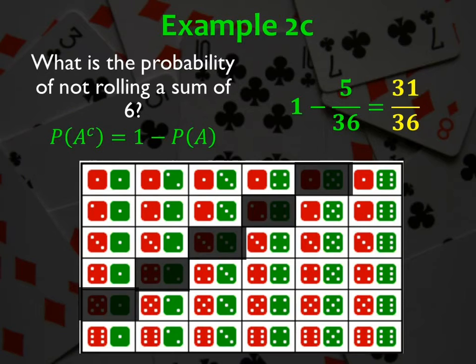So you see how the complement works. Sometimes it's easier, instead of counting all the ways something can happen, to count up the ways something cannot happen and subtract that probability from 1 to get the probability you want.